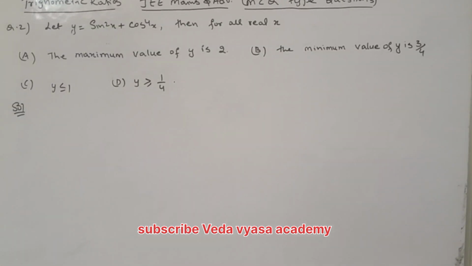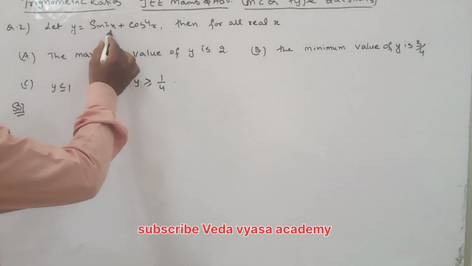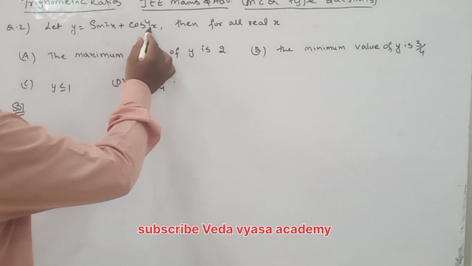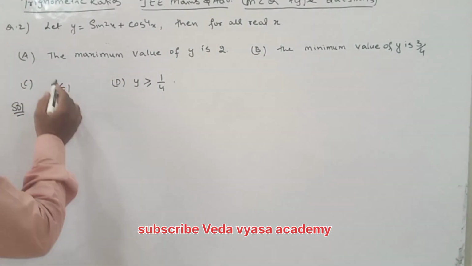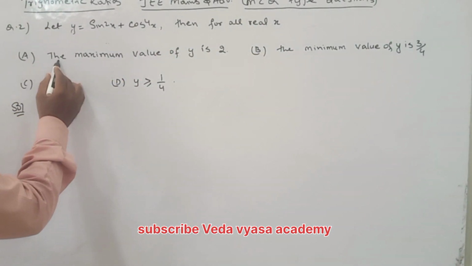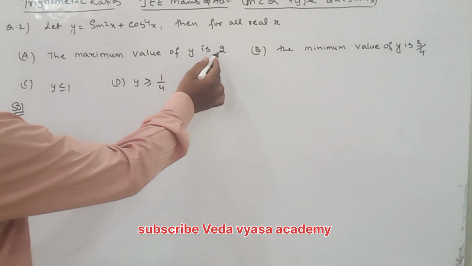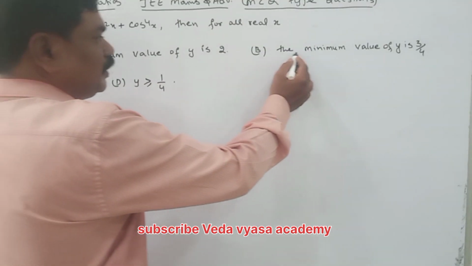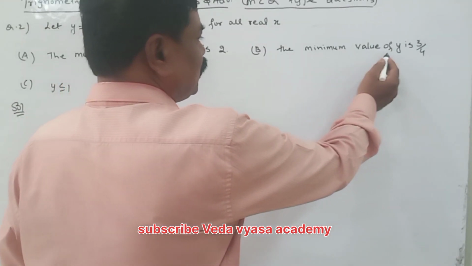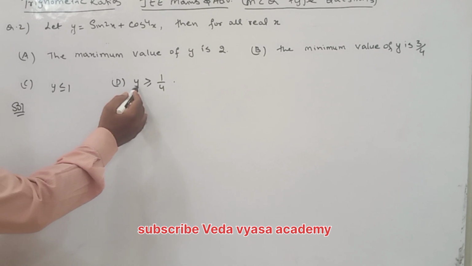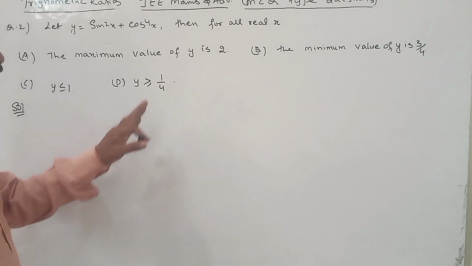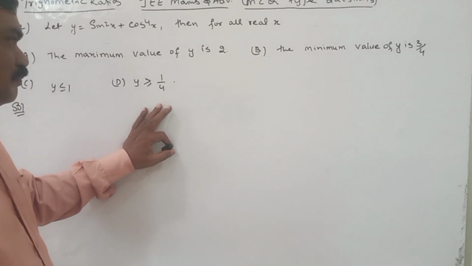Here is one more problem on trigonometric ratios. Let y is equal to sin square x plus cos power 4x. Then for all real values of x, option A, the maximum value of y is 2. Option B, the minimum value of y is 3/4. Option C, y less than or equal to 1. Option D, y greater than or equal to 1/4.